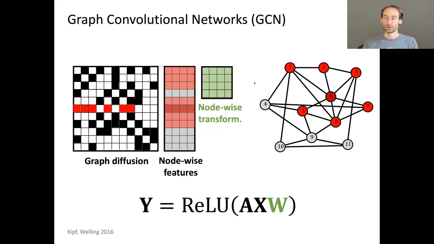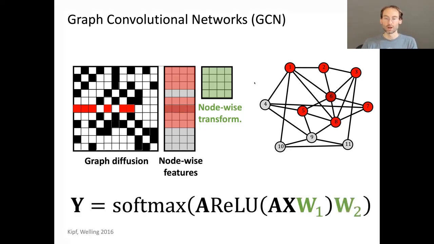So you do, for example, this node-wise transformation, diffusion, and then you apply some nonlinearity. And if you want, for example, to do node-wise classification on a graph, you can do, let's say, 2 layers of such convolution, and then a softmax that will produce the binary output.